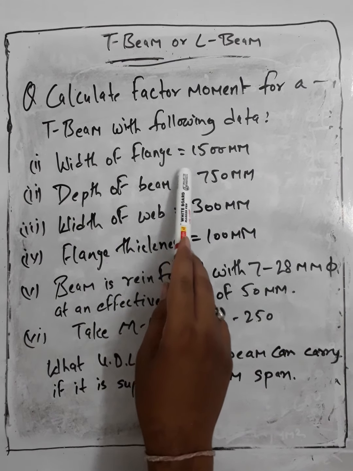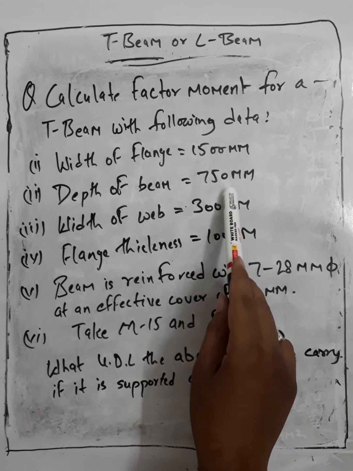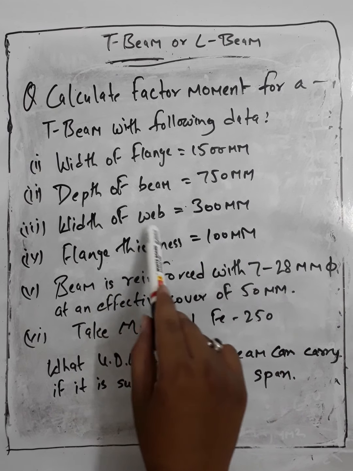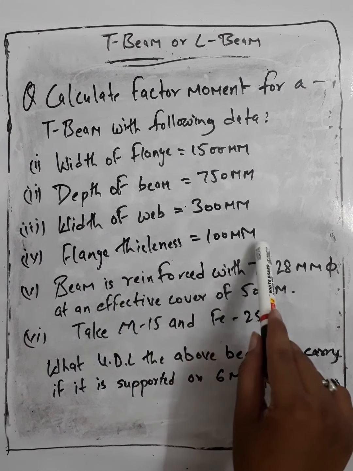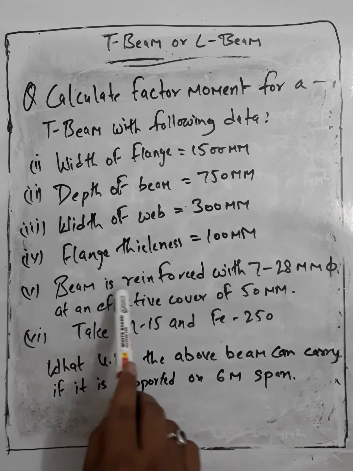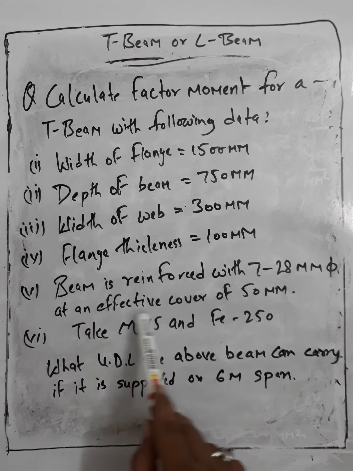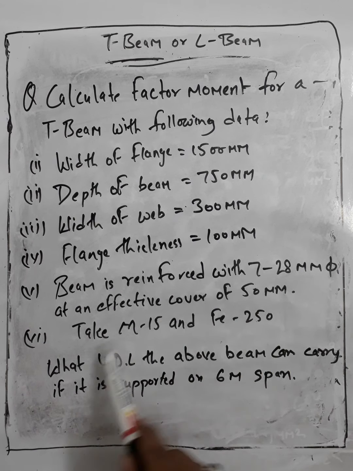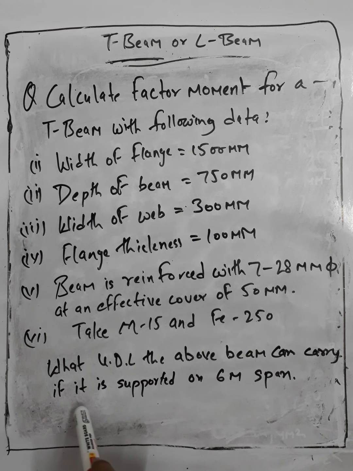Width of flange is equal to 1500 mm, depth of beam is equal to 750 mm, width of web is equal to 300 mm, flange thickness is equal to 100 mm. The beam is reinforced with 7 bars of 28 mm dia at an effective cover of 50 mm. Take M15 and Fe250.